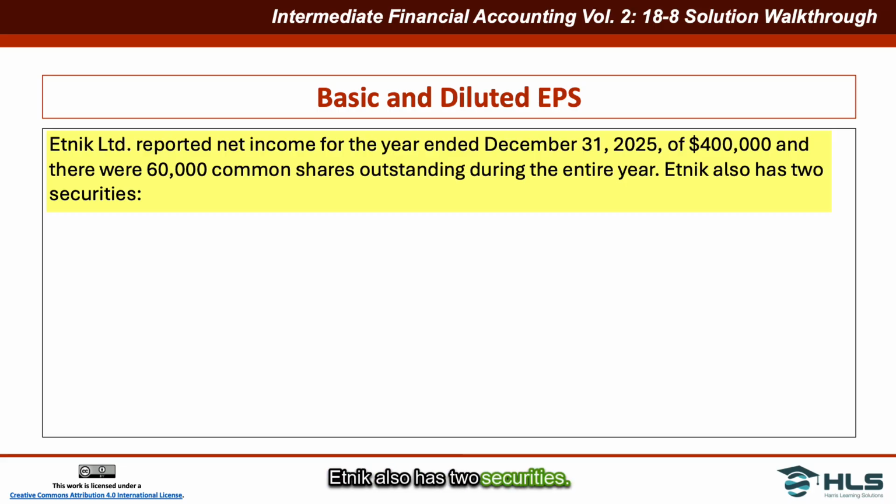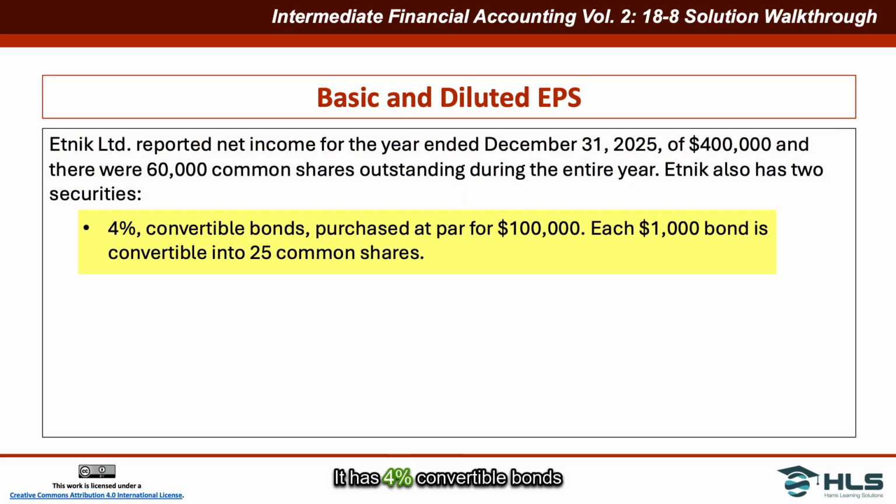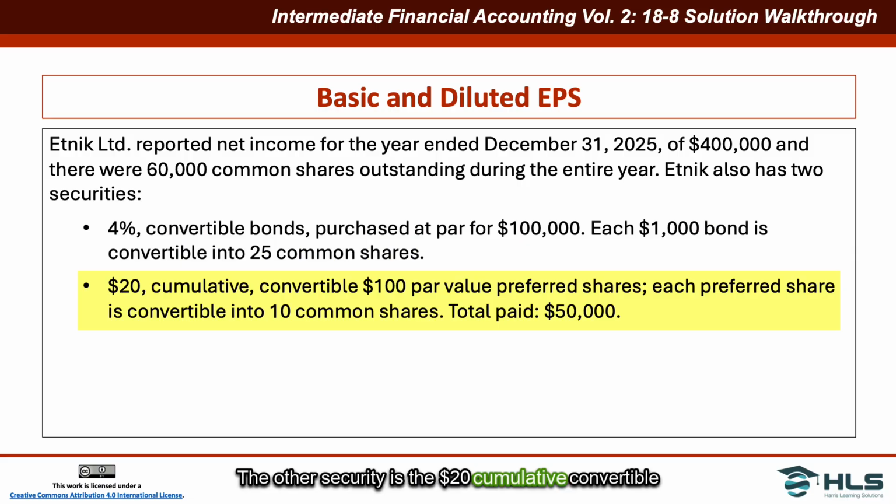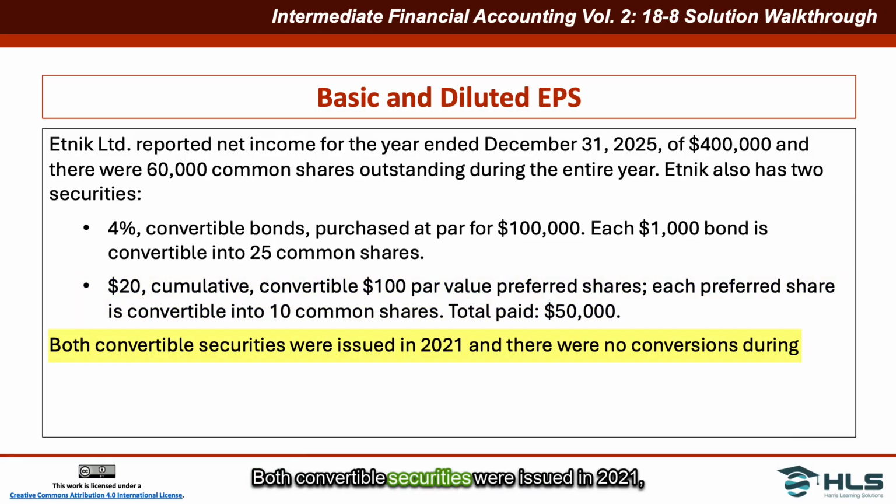Etnic also has two securities. It has 4% convertible bonds purchased at par for $100,000, and each $1,000 bond is convertible into 25 common shares. The other security is a $20 cumulative convertible $100 par value preferred shares. Each preferred share is convertible into 10 common shares, and the total paid is $50,000. Both convertible securities were issued in 2021, and there were no conversions during 2025.